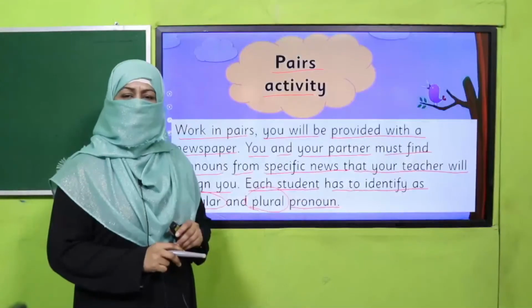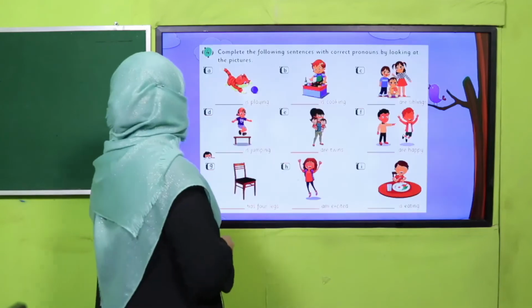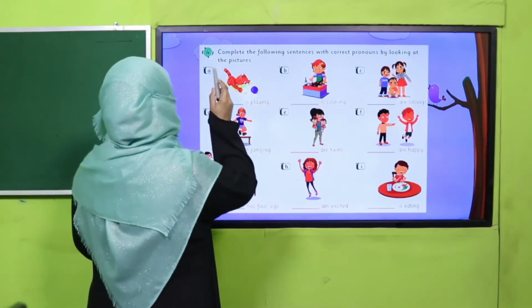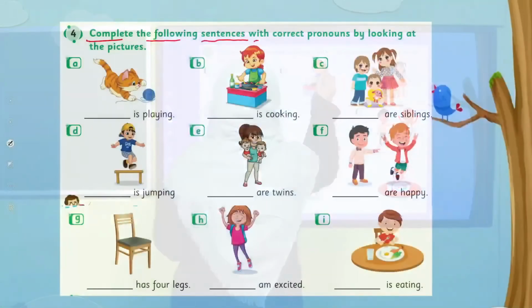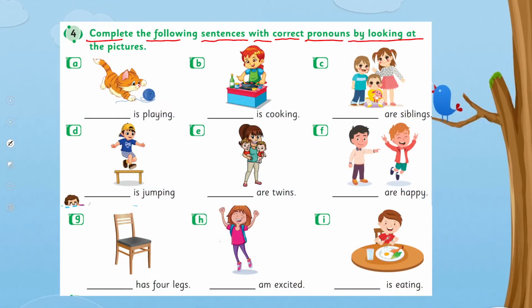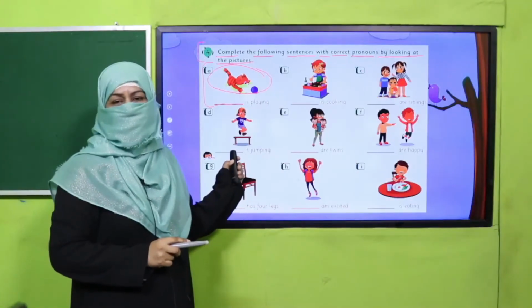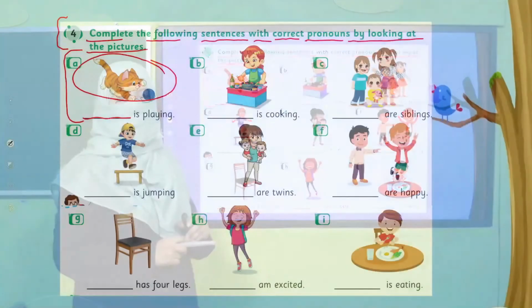Yes, my dear children, are you done with it? Good job. So it's a practice time from your book. Complete the following sentences with correct pronouns by looking at the pictures. Now you know what the pronouns are and which pronoun we use at what place. You will read the sentence and find out which pronoun is going to fill up this place. Okay, so read carefully. These pictures are there to help you out. So complete these sentences by putting correct pronouns. Pause the video, complete this exercise in your book.